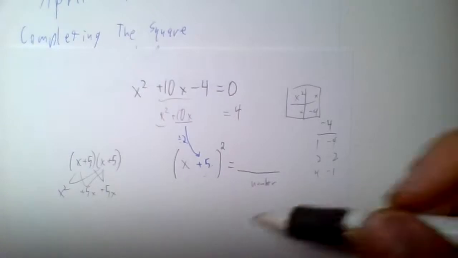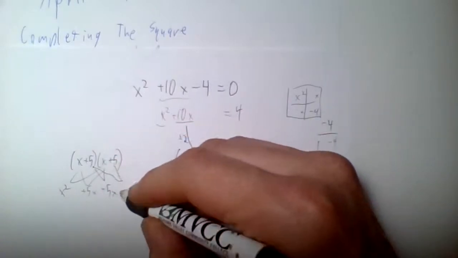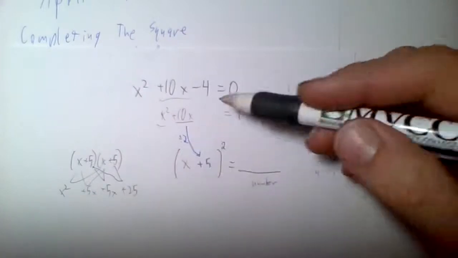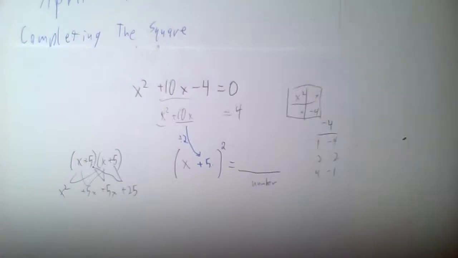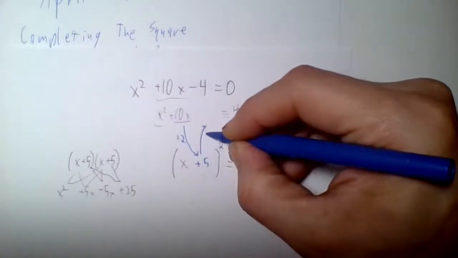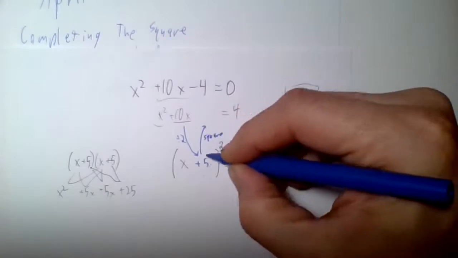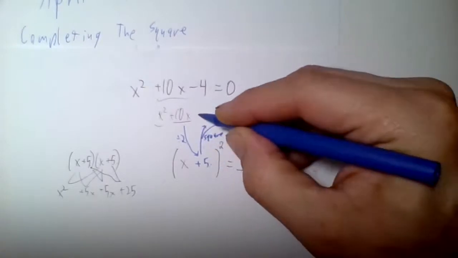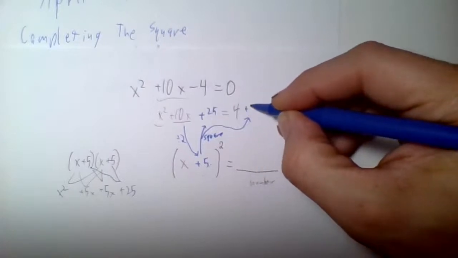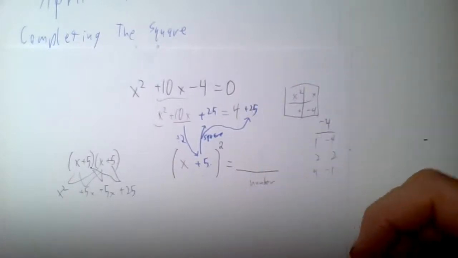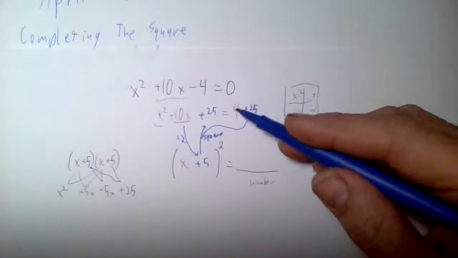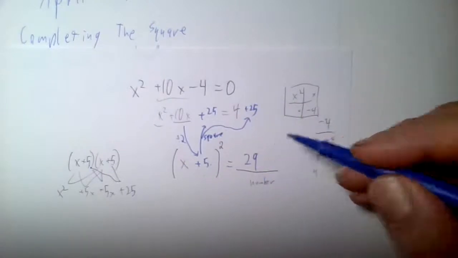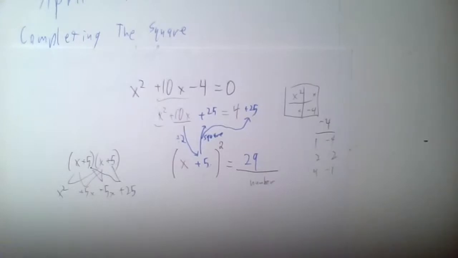Now the last piece of it here is your last term. 5 times 5 is 25. So this needs to be x squared plus 10x plus 25. And that's not there, so that's what I have to add to both sides. 5 squared is what gets added to both sides, and that's how I know what my number is. This side is already x plus 5 squared, so we're all set with that. 4 plus 25 is 29. That's how I find the number over there.